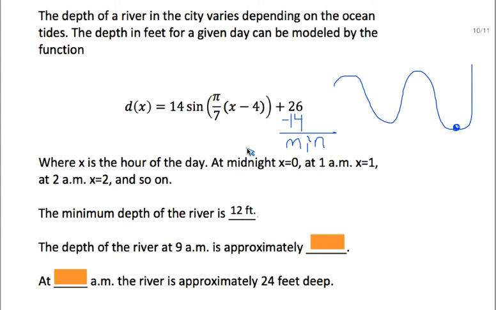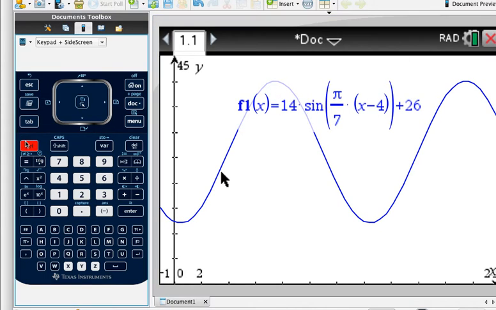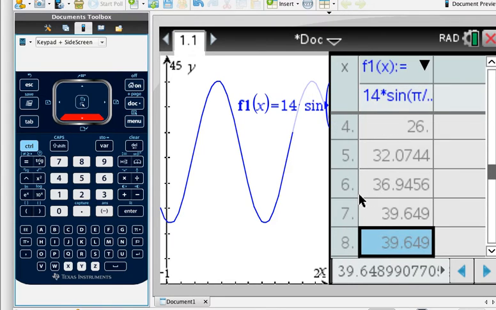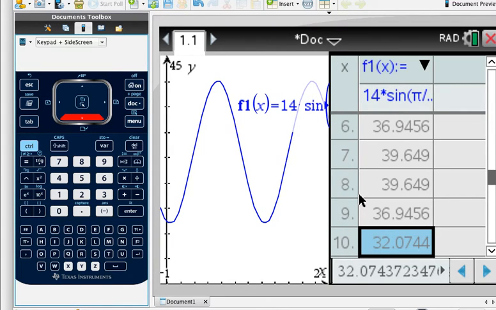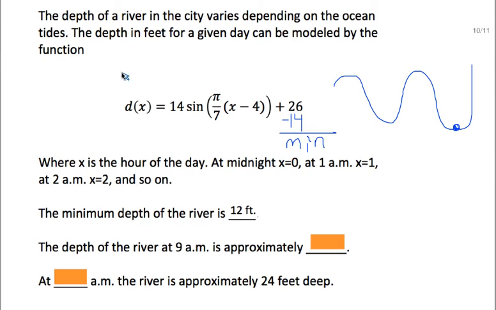Couple ways I can do this. I can plug in a 9 for x and just solve for my value. Or if I already have it graphed, I can pull up my table, Control T, go down to 9 a.m. Remember your hours, 0 is midnight, 1 is 1 a.m., 2 is 2 a.m., and so on. So at 9 a.m., the depth of the water is approximately 36.9 feet deep.